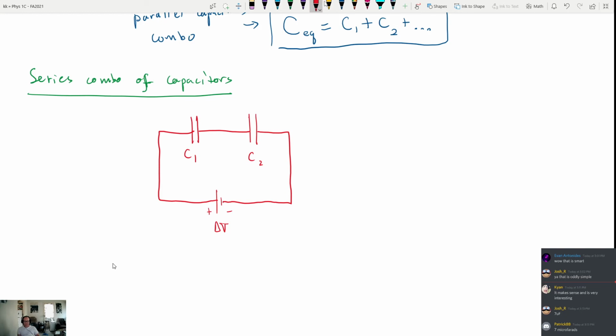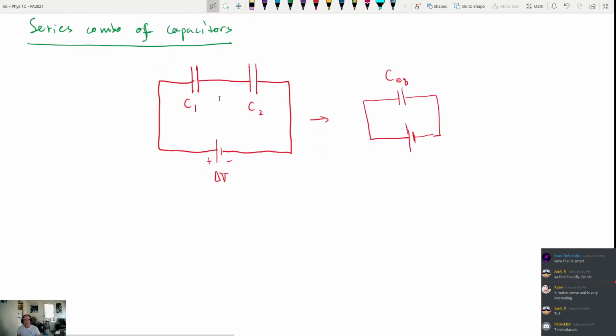All right. And now what we want to figure out is, same thing, how do I take this system, reduce it down to just one capacitor, with a capacitance that we're going to call CEQ. And the question is, what is that equal to, and how is it related to the capacitances C1 and C2?